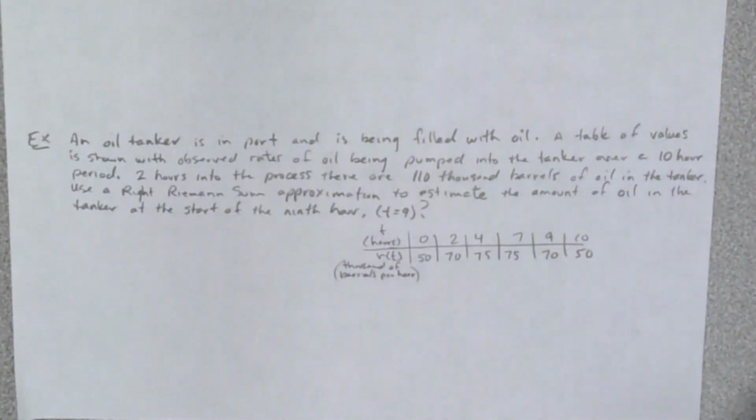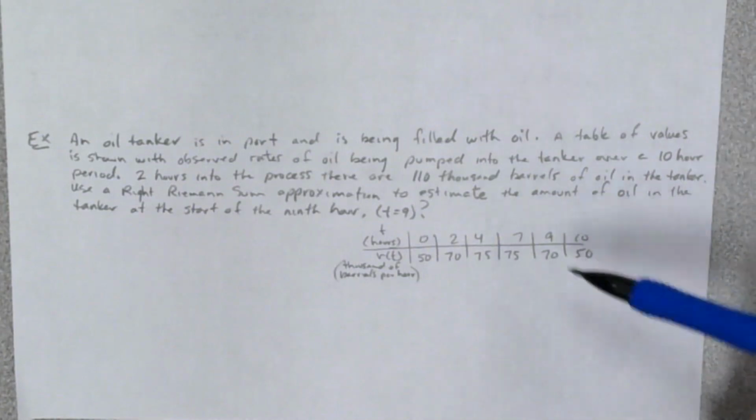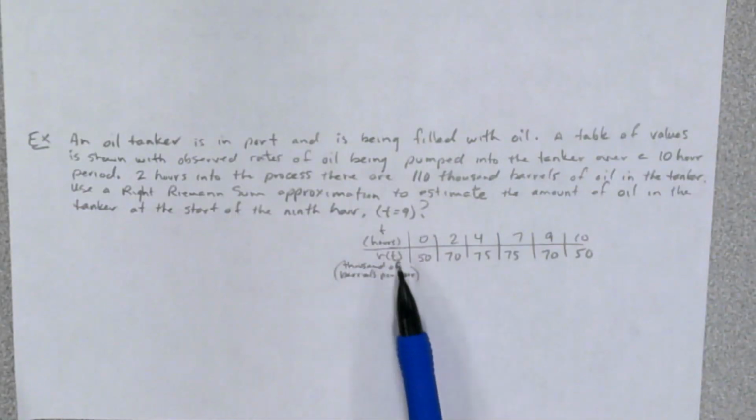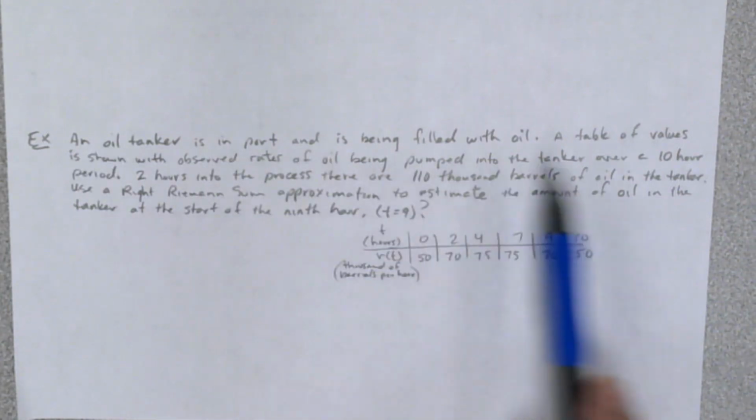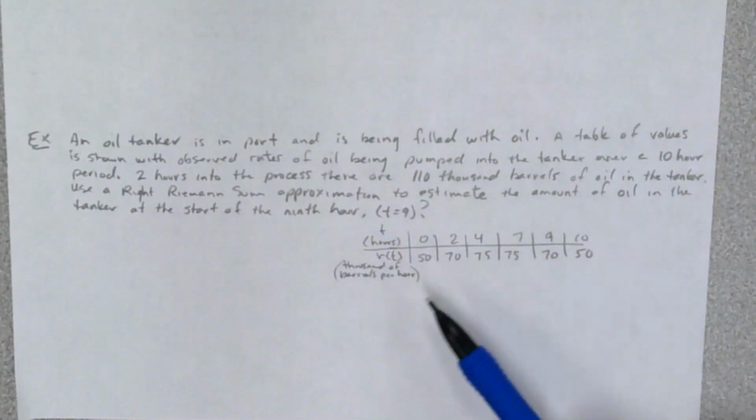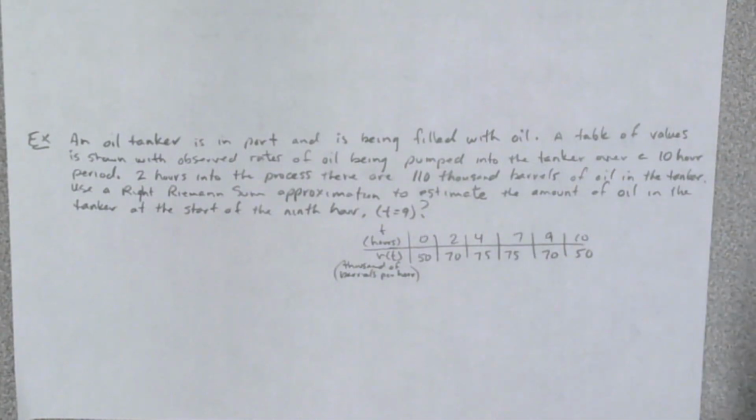All right. So the oil tanker is given to you as a table of values. We can see that clearly right here. The hours is t. R of t is going to be thousands of barrels per hour. Let's read. The oil tanker is in port and is being filled with oil. The table of values is shown with observed rates of oil being pumped into the tanker over a 10-hour period.